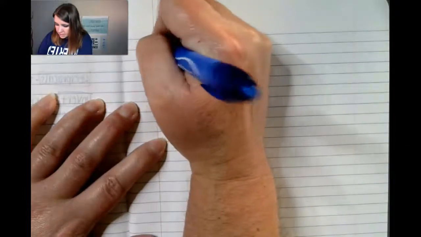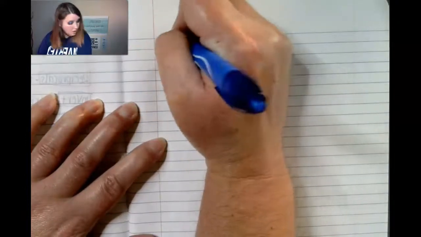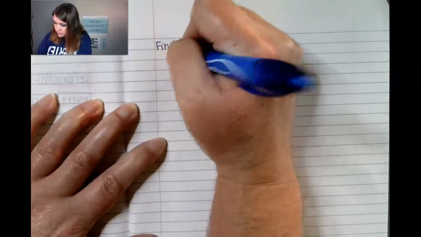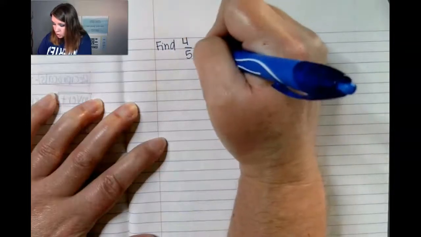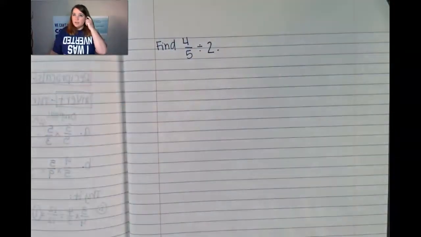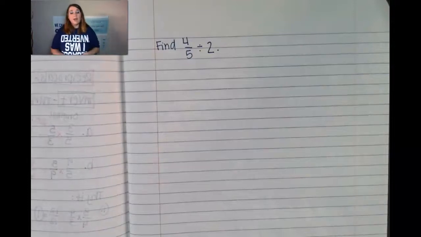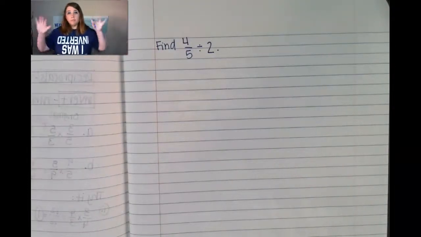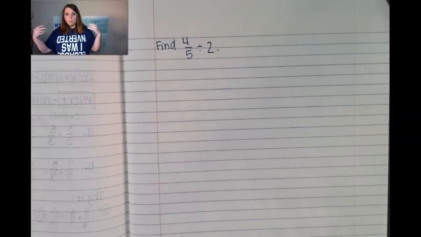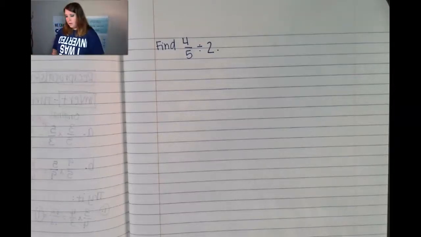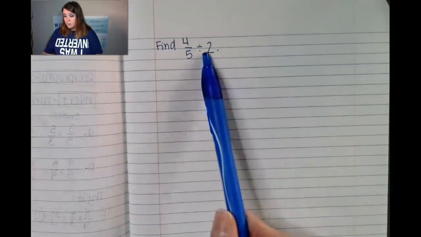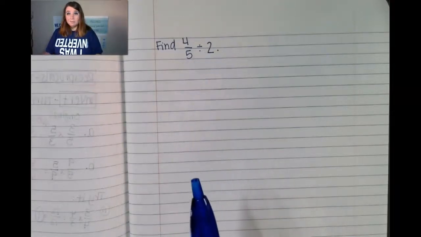Okay, so our next example, before I give you your 2 try-its, find 4/5 divided by 2. Okay. Oh my goodness, you guys, this one's weird. Okay, I've got a whole number here. Stop. Hold up. Wait. All right, you guys, we got to figure this out. I have a whole number. I don't know what to do with it. What am I going to do?